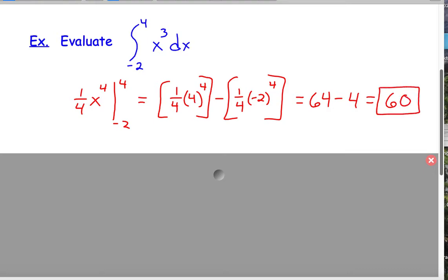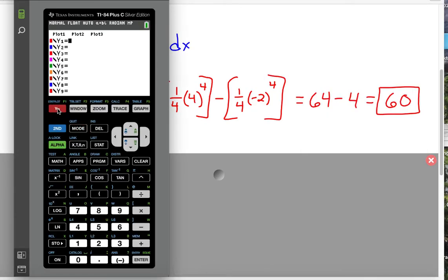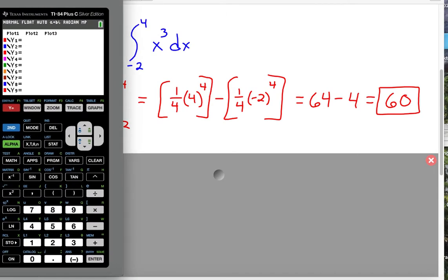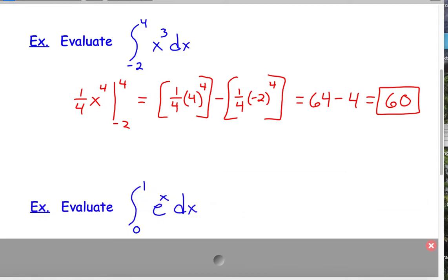Now we could use our calculator and double check that. If I put in my function, which was x cubed, and just do a zoom 6, and I want to go from negative 2 to 4, so second, calculate the integral from negative 2 to 4, and you can see we get 60. So the calculator does a nice job of approximating. All right, let's go through another one. How about this one?